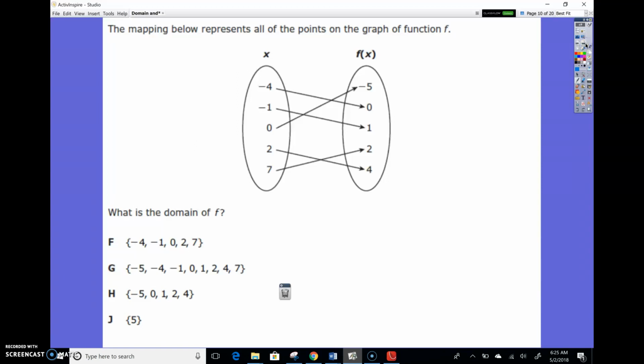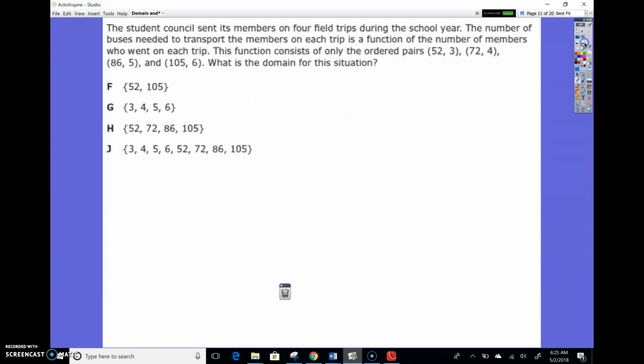Why don't you try this one on your own? And this one.